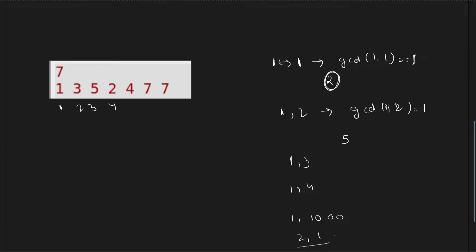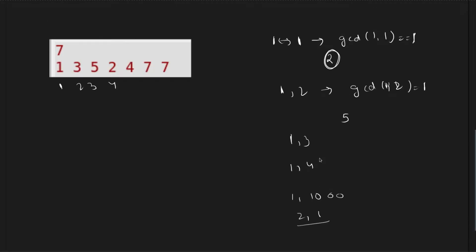So this way I can brute force through all the values of ai and aj which might be present in this particular array, right? If they are present, I also have to check whether their GCD equals 1. If they are present and their GCD equals 1, then I'll add the value of their indexes.